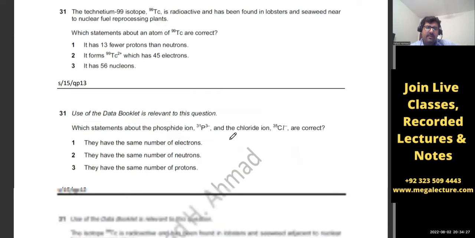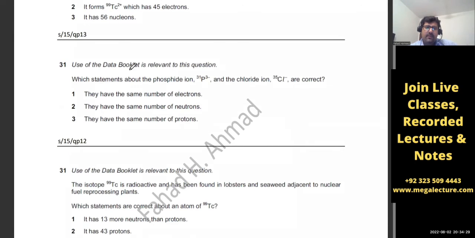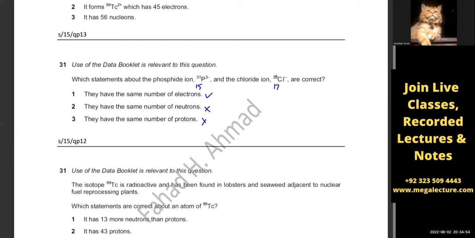So, or radioactive. Which statement about the phosphide ion and the chloride ion is correct? This is 15. This one is 17. They both have the same number of electrons, right? 18 and 18, right? They have the same number of neutrons, I think. Do they have 31 minus 15, 16, 35 minus 17? That's क्या होता है? 35 minus 17. I don't think these two are correct. 18. हाँ, वो different है.